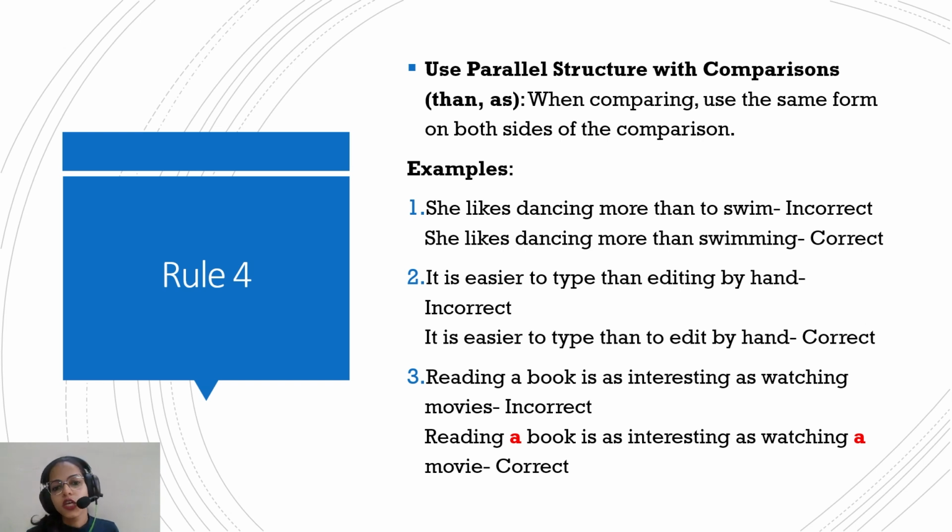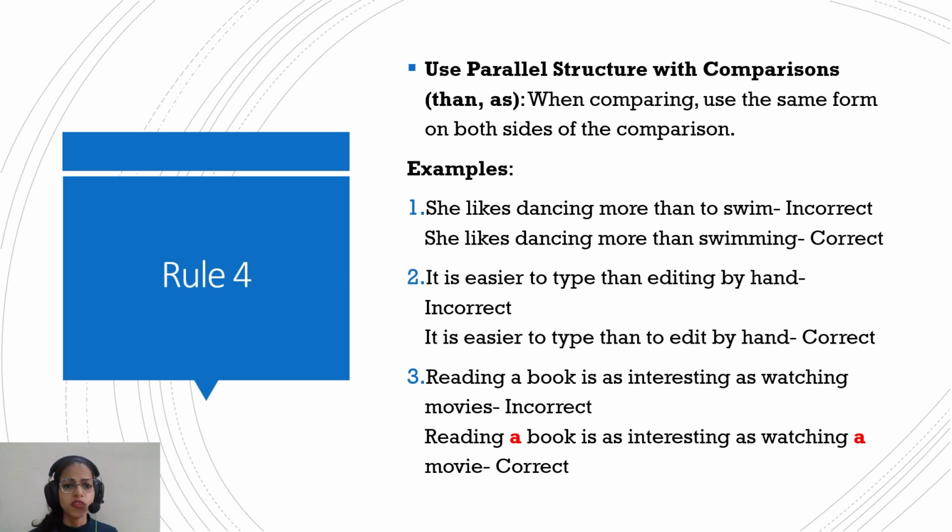Now, rule 4. Use parallel structure with comparison, than or as. When comparing, use the same form on both sides of the comparison. So, she likes dancing more than to swim. Now, this is incorrect. She likes dancing more than swimming. Again, we are using more than for comparing dancing and swimming, her liking for dancing and swimming. So they should both be in the ing form. They should both be in the same form.